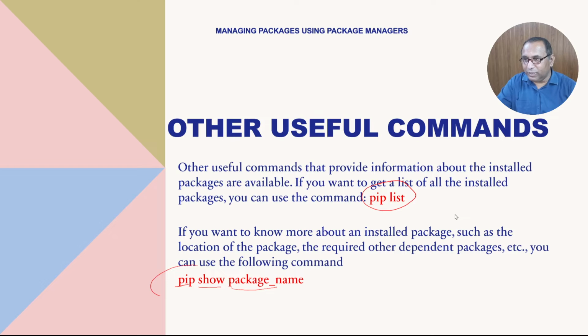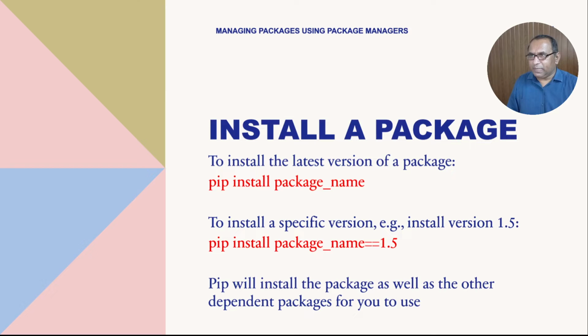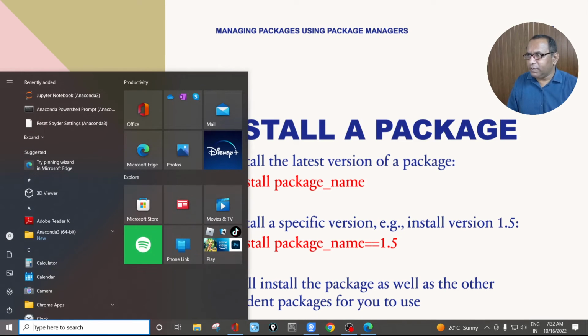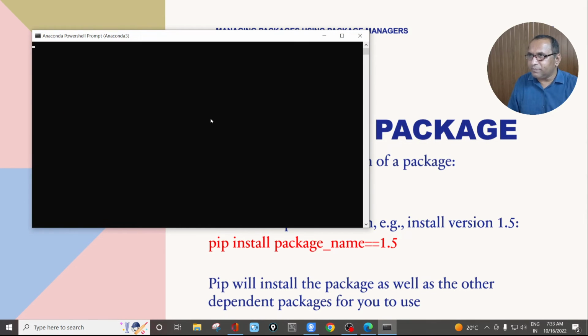So when you run this statement in the prompt, this will give us the complete information about the particular package. To install and uninstall these packages, we need to open Anaconda prompt. When you click on the Windows sign, this will open. Okay, and you can see that here is Anaconda PowerShell prompt. You will click on it.